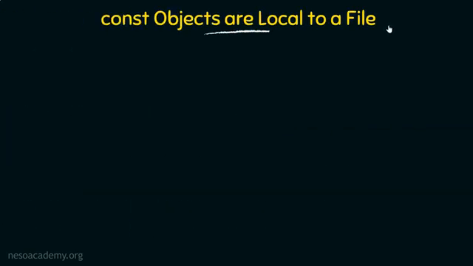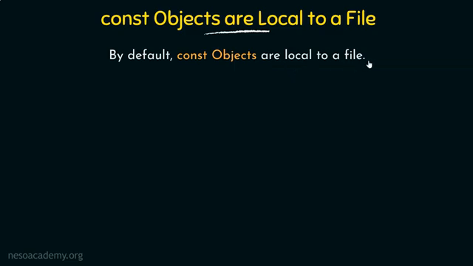Okay, now one more thing that we need to know is that whenever we define a constant object, they are local to a file. That means each constant object that you declare is local to a file, which means that it is available only within that file. So if you try to access a constant object from another file, let's say that a constant object is defined in one file and you are trying to access it from another file, then it will not be possible by default, because by default const objects are local to a file.